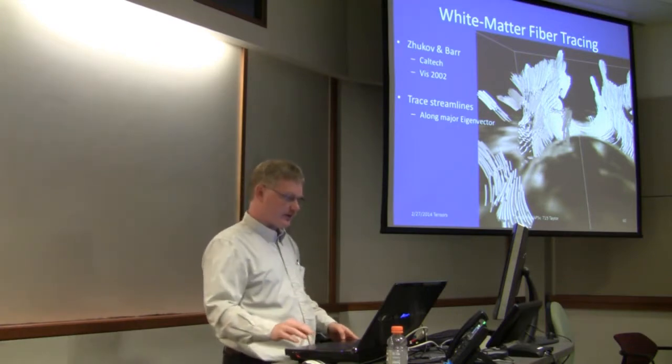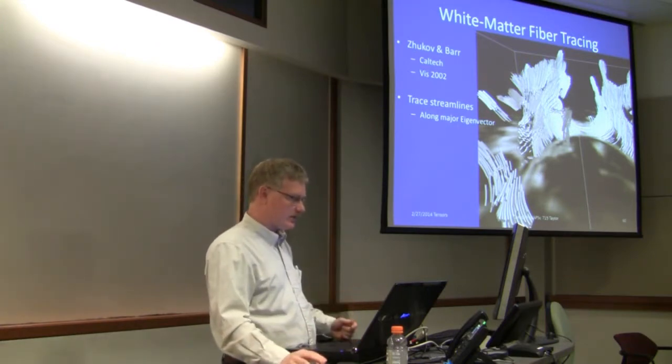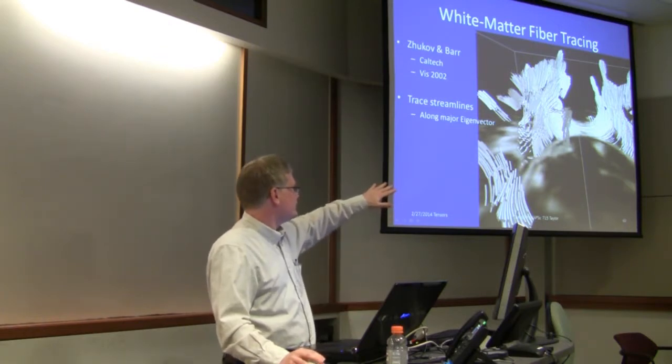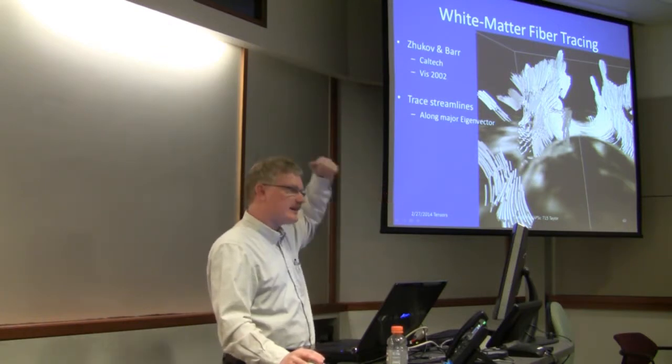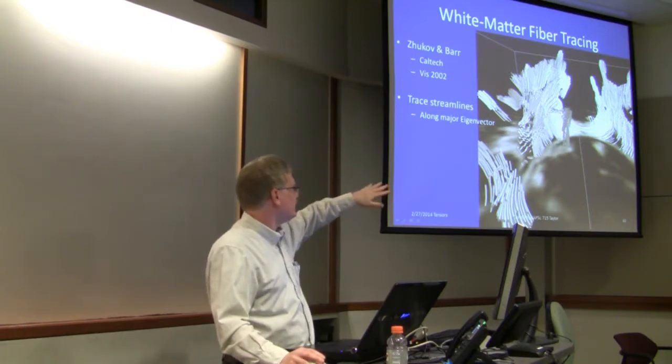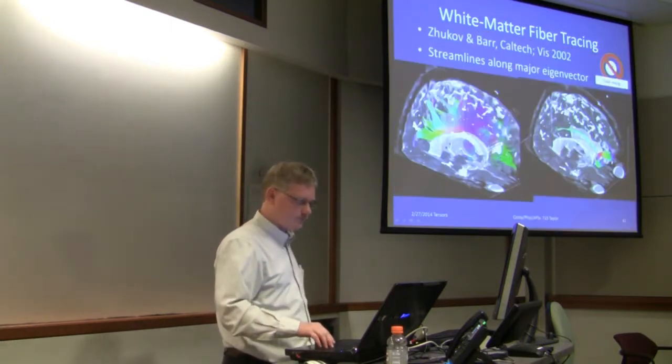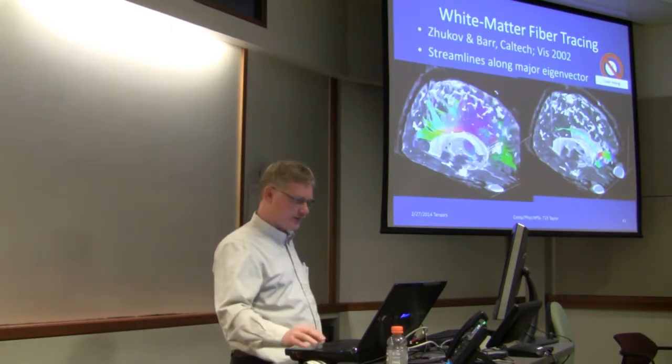This is another viewpoint. Again, this is tracing along the major eigenvector. There's a plane that you're seeing here. This is, I think it's called the corpus callosum, the thing that connects the two halves of your brain. Then there are different connections going on one side and different connections on the other side.